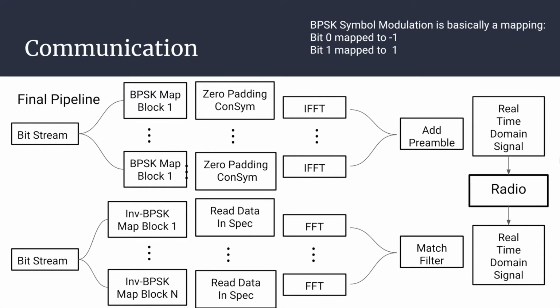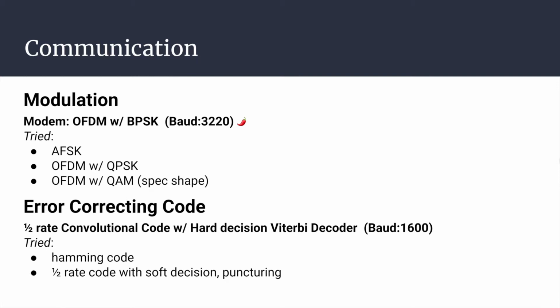With OFDM, the baud rate can be really high, more than 3000 bits per second, so we still need a bit error correcting mechanism to deal with the errors. Here we use a half-rate convolutional code with hard decisions, and the Viterbi algorithm to decode.